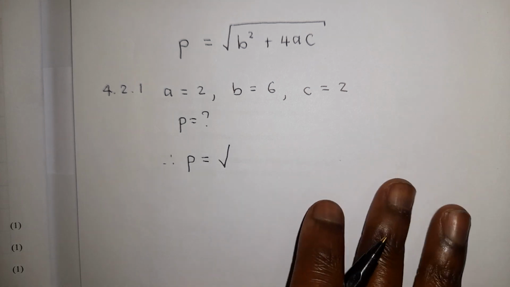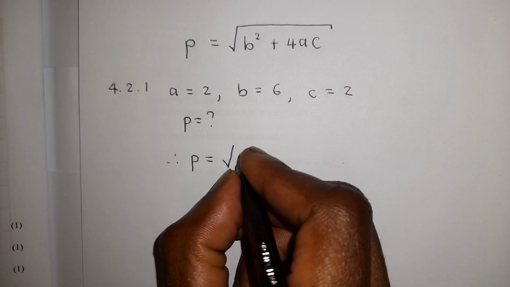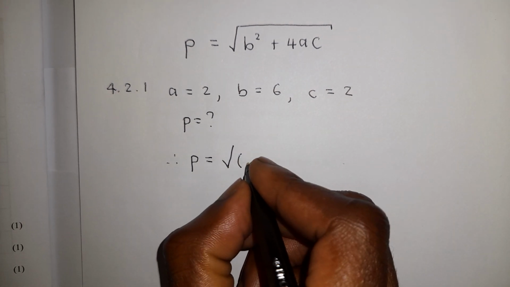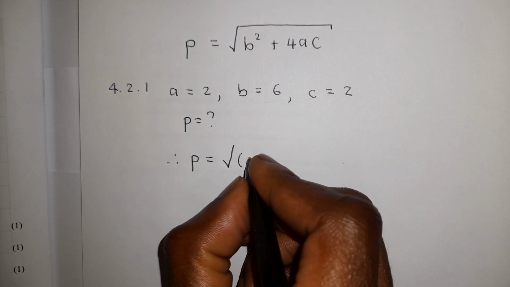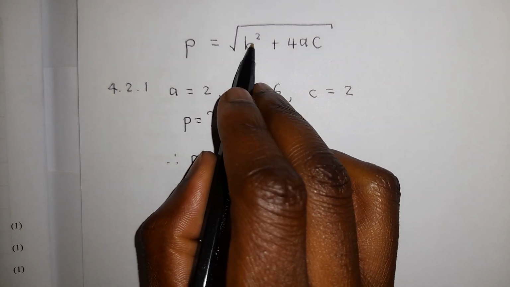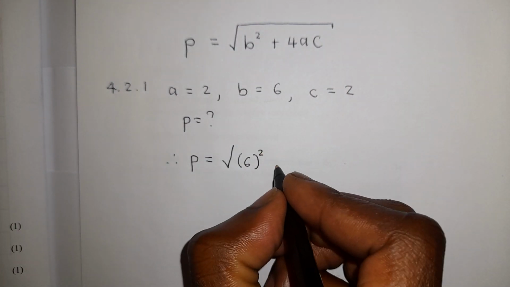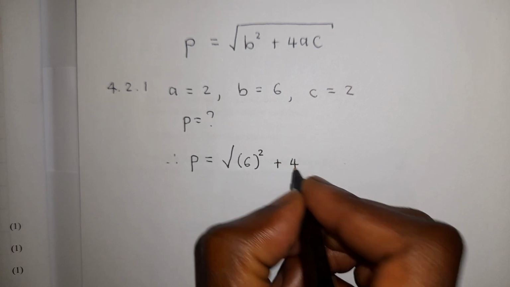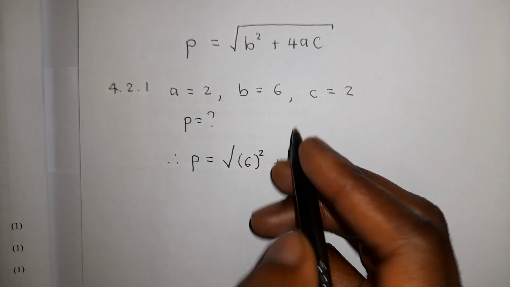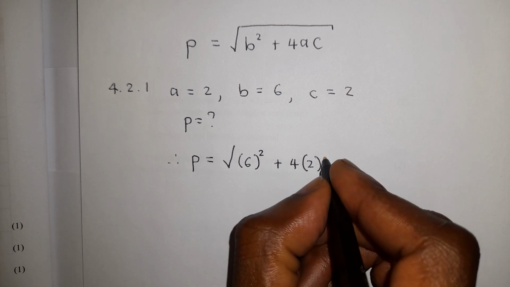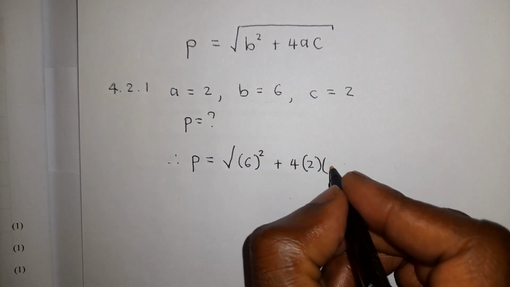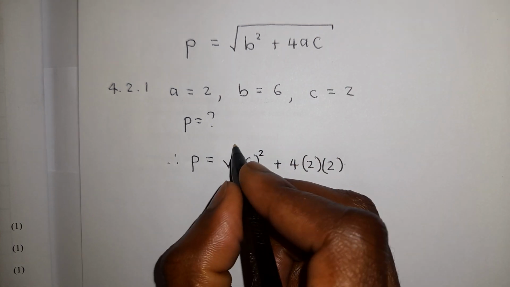Right, I always emphasize to say whenever you make a substitution, use brackets. Our B is a 6, so I'll have a 6. This 6 carries a squared, so it's 6 squared plus 4. What is my A? My A is a 2. And then what is my C? My C is also a 2.